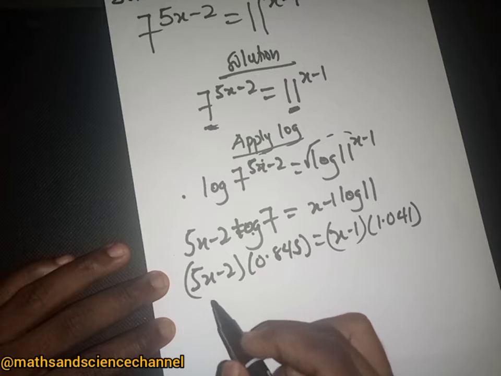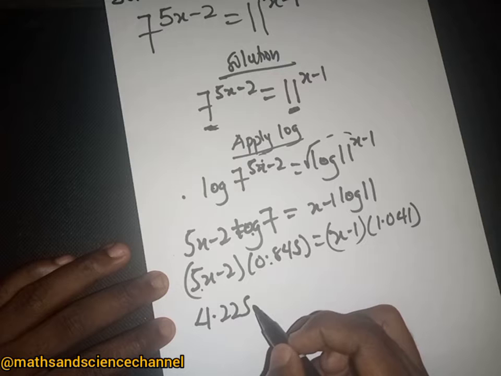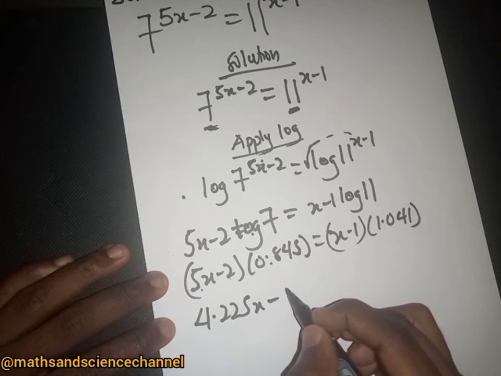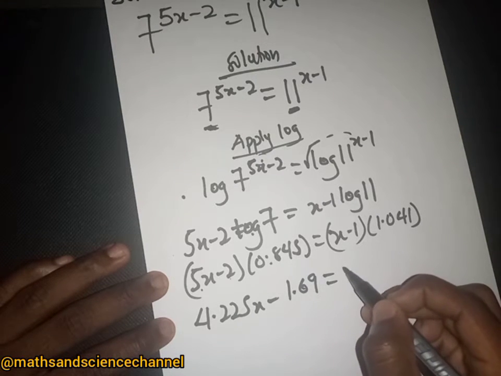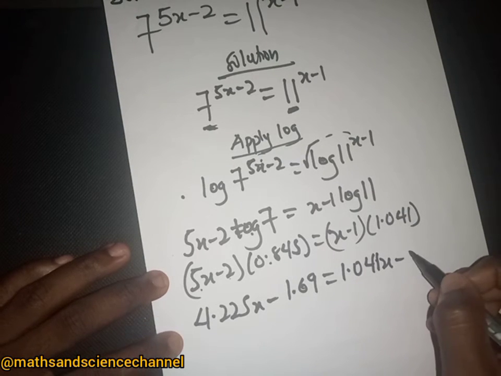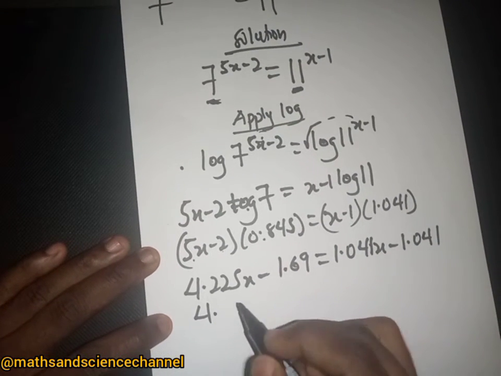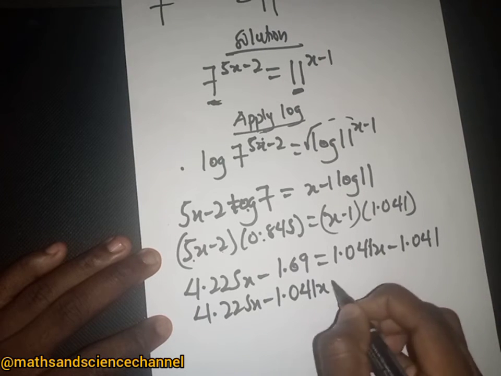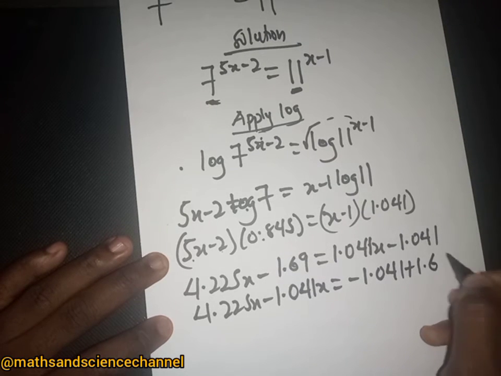So we expand now. When we expand this, 5x multiplied by that is just 4.225x here, then 2 multiplied by that is just negative 1.69, being equal to 1.041x here, then minus 1.041 here. So we have 4.225x minus 1.041x being equal to negative 1.041 plus 1.69.